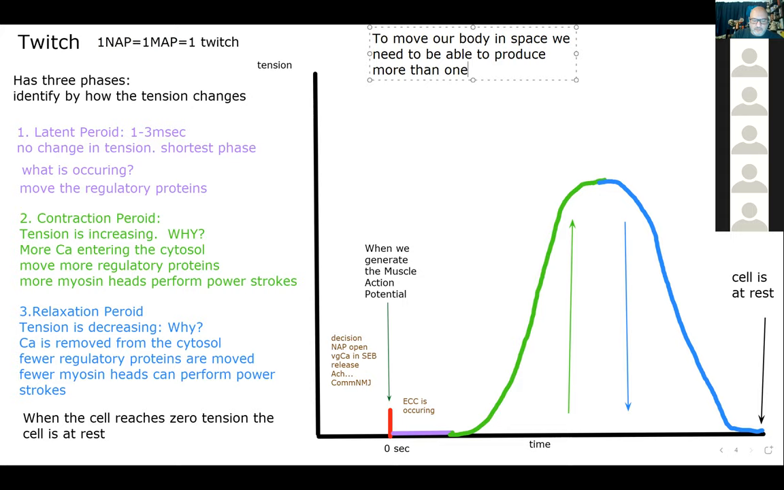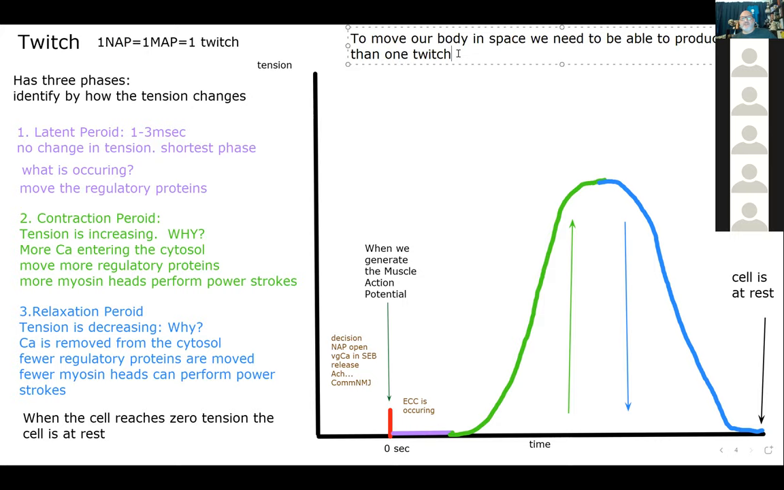But as we also just talked about, to move our body through space, we're not going to want to just use one twitch. We need to be able to produce more than one twitch. And there's one big problem with this. This one big problem, as it turns out, is when a muscle cell is excited. When it generates that electrical signal.